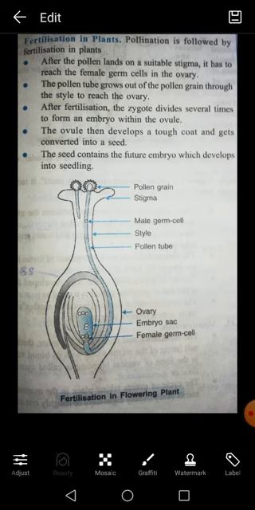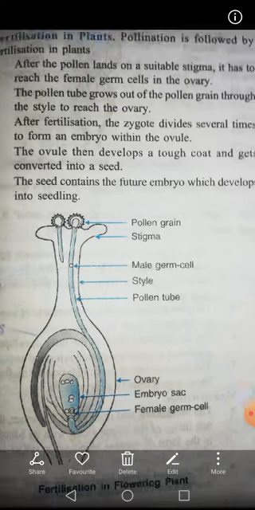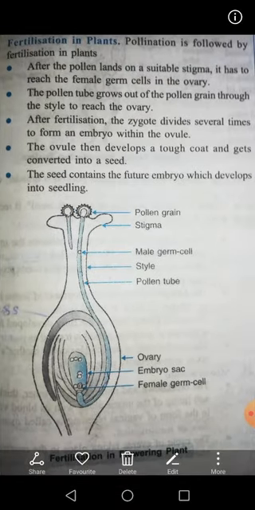The fertilized ovule converts into seed covered by a seed coat, and the ovary converts into fruit, and the other floral parts start to fall off. This seed contains an embryo, so after germination it develops into a new plantlet. Is it clear? I am reading it out here. All the things are very clear.